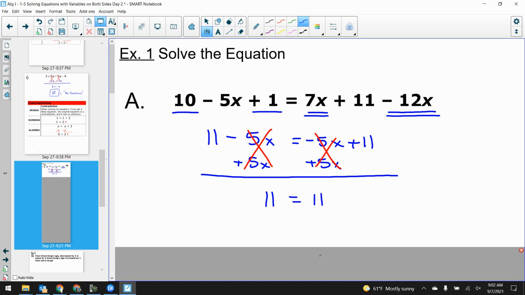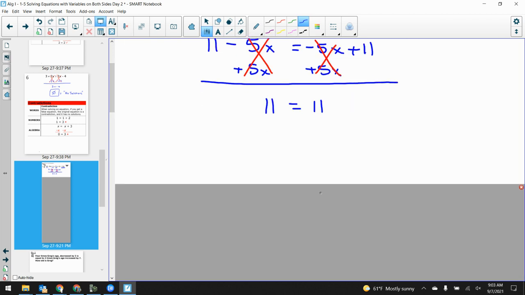That is not my answer. My answer is not 11 is equal to 11. If you put 11 is equal to 11, I'm going to mark it wrong on the answer blank. What's my answer? Yep. All real numbers, right? And again, that's a bold R. That's the symbol that I'm trying to make here.